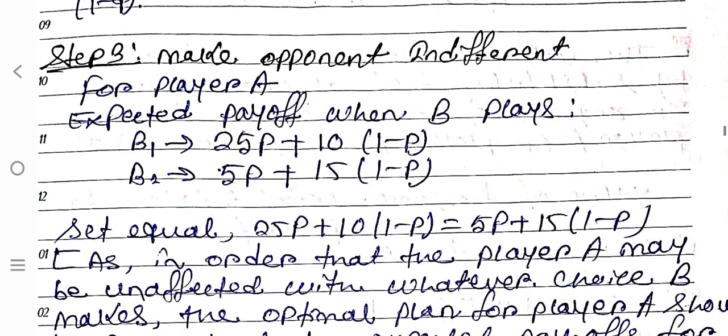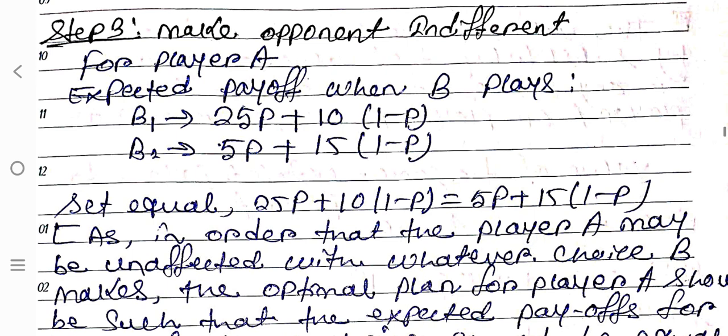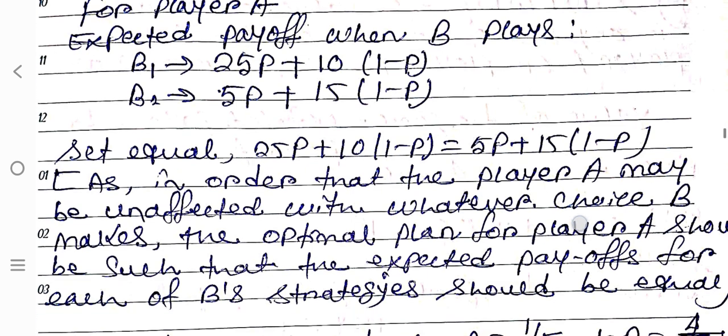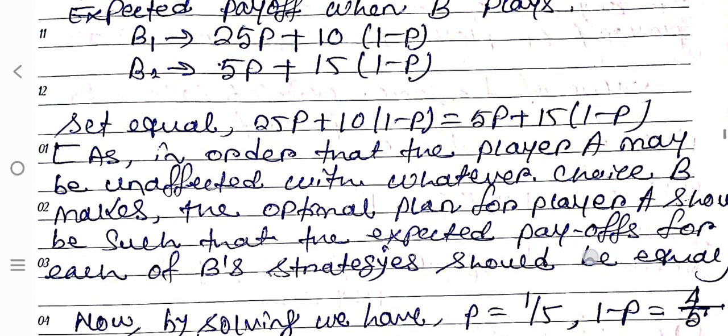Now step 3, make the opponent indifferent. For player A, when B plays the B1 strategy, the expected payoff will be 25p plus 10 times 1 minus p. When player B chooses the B2 strategy, the expected payoff for player A will be 5p plus 15 times 1 minus p. Set equal: 25p plus 10 times 1 minus p equals 5p plus 15 times 1 minus p.